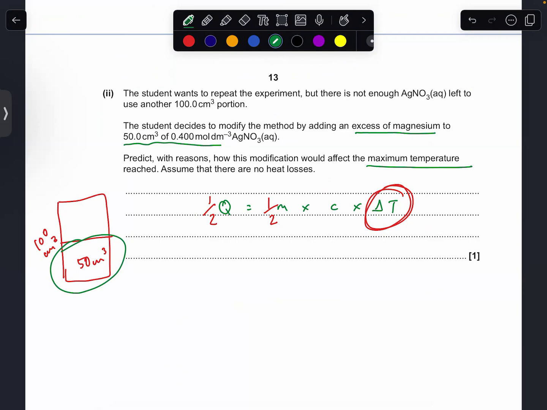See what the mark scheme says. So this is from the mark scheme. Max temperature is the same.